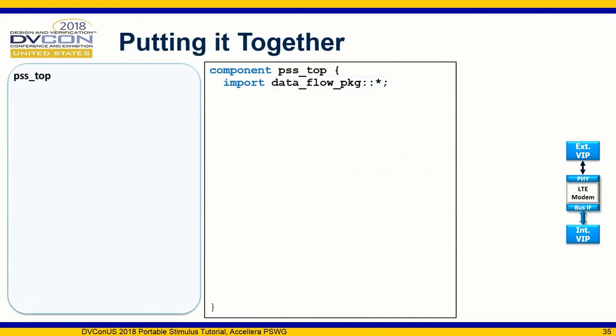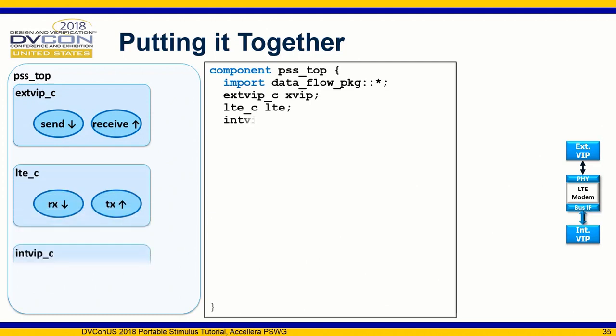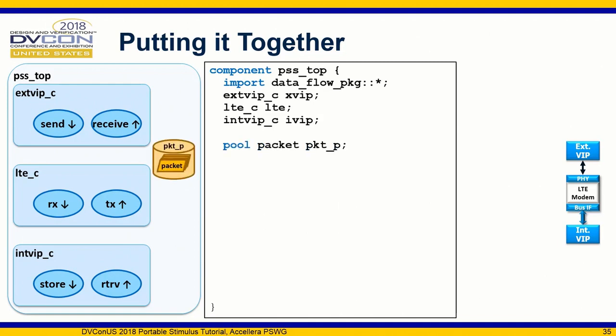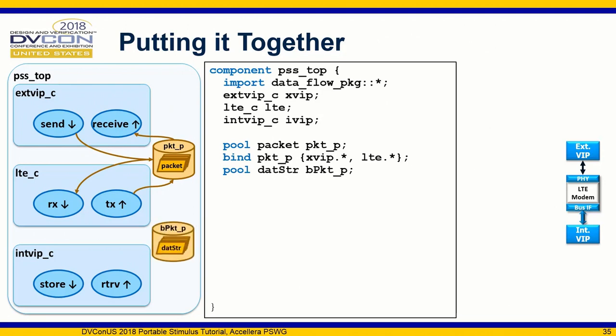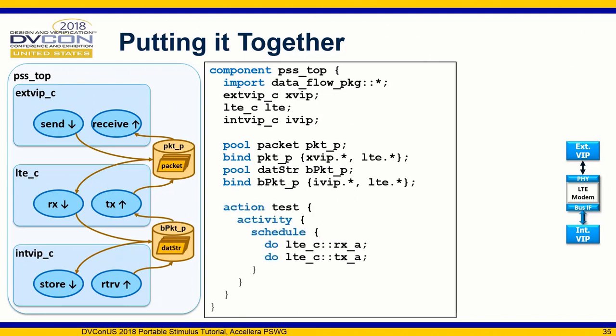Given that, we can put this system together, system in quotes, right? It's a little block level environment. So in my top level component, I'm going to import my data flow package. I'm going to instantiate my three components: my external VIP, my modem, and my internal VIP. Each of those has a set of actions associated with it. I'm going to create my packet pool and bind that to the external VIP and the modem. And I'm going to have my data stream pool, and I'm going to bind that to my modem and my internal VIP. Then I'm going to say, schedule, do a transmit and a receive.